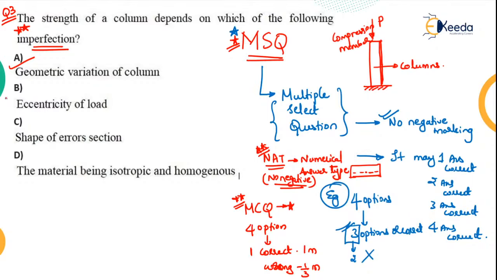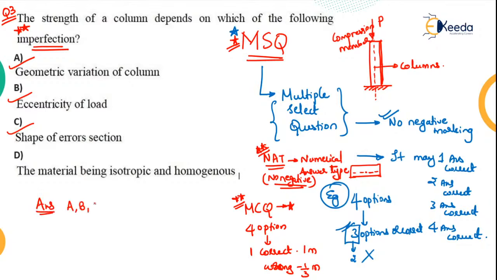Eccentricity of loading, normally we try to take it at the line of action of the load center. But there is an eccentricity in the loading. Then shape of cross sections, so this is also an option. Only correct thing is the material being isotropic and homogeneous. So for this particular question, the correct answer is what?